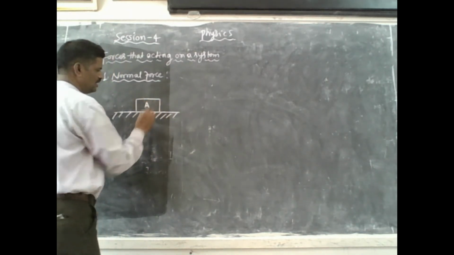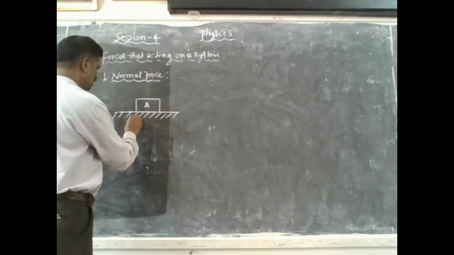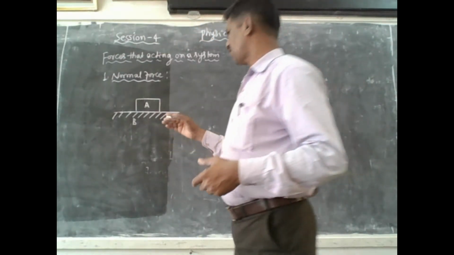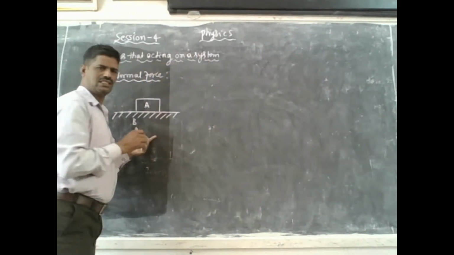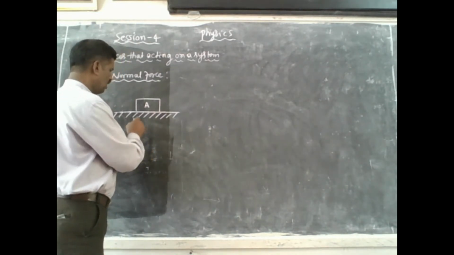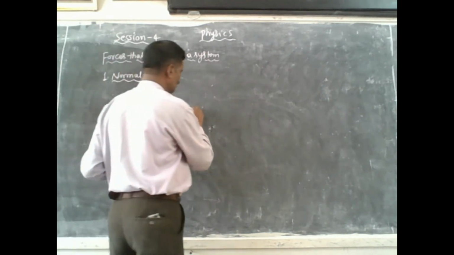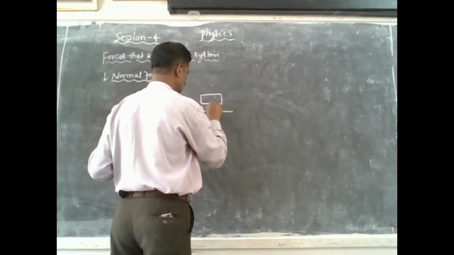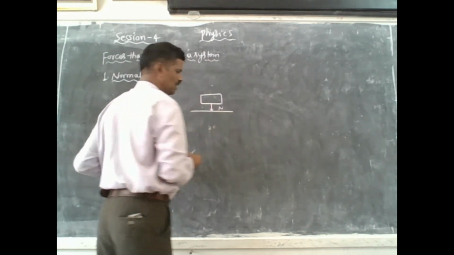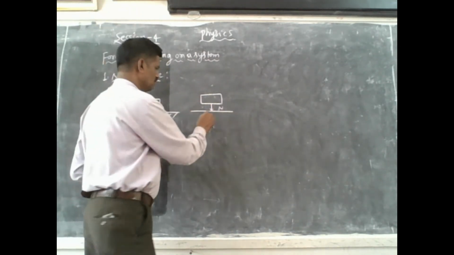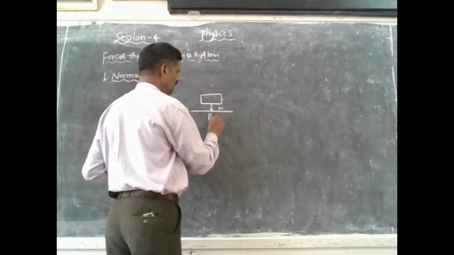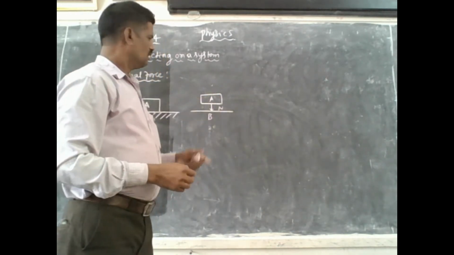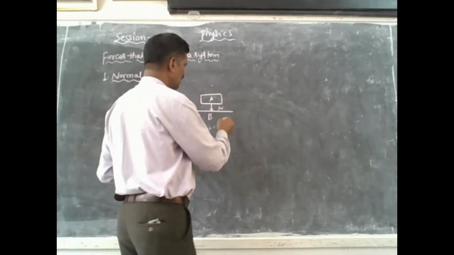Suppose the body A is kept on another body B, which may be a rough surface or a smooth surface, isn't it? So here the body acts normally to the surface B, that means it is pointing downwards. This is known as action.